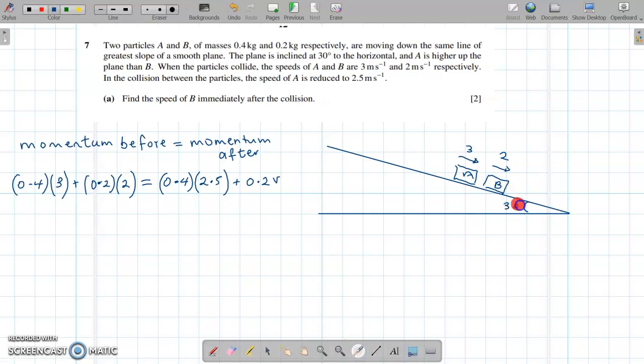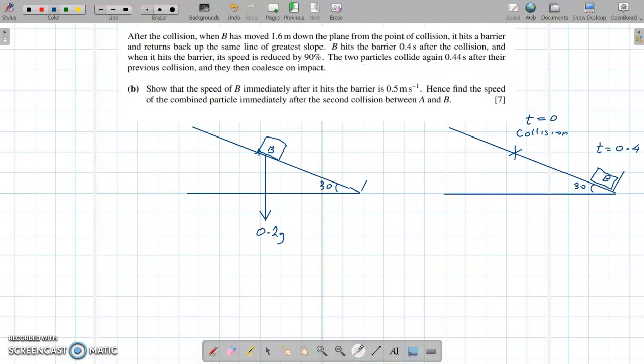Incidentally, this angle doesn't come into it. It doesn't matter what the slope is, because the momentum after is the instant after, and it has nothing to do with the slope. Okay, so finishing it off, 1.6 equals 1 plus 0.2v. So 0.2v is 1.6 minus 1, which is 0.6, divided by 0.2 is 3. Well, that was quite easy, but part B is not so easy.